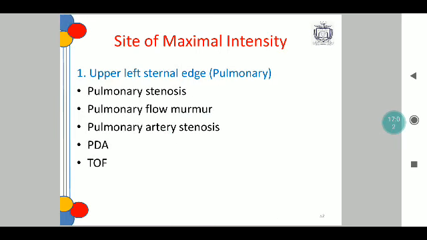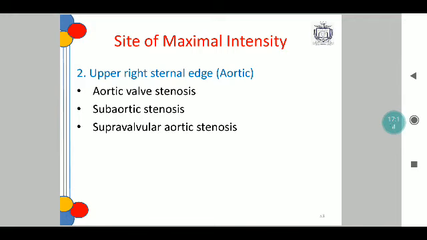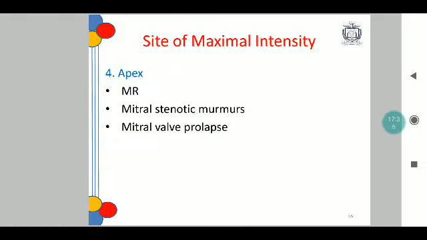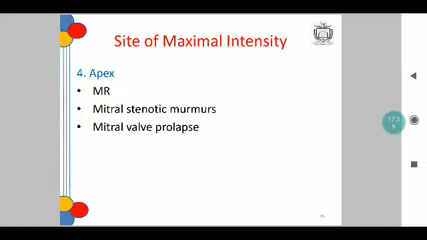Now, if you look at the individual murmurs heard there, at the pulmonary area you characteristically hear the murmurs of pulmonary stenosis, flow murmurs, arterial stenosis, PDA, and tetralogy of Fallot also. At the upper right sternal edge in the aortic area, you hear aortic valve stenosis, subaortic stenosis, and supravalvular aortic stenosis. The lower left sternal edge is where you hear aortic regurgitation, best heard over the third and fourth intercostal space only, followed by VSD, atrioventricular septal defects, certain innocent murmurs, cardiomyopathies and tricuspid regurgitation. At the apex, it is best heard for mitral regurgitation, mitral stenosis, and mitral valve prolapse.